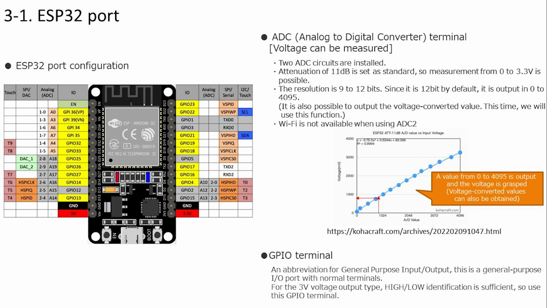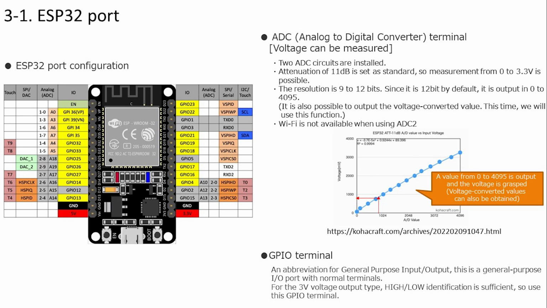Since 11 decibels is about 3.5 times, it becomes such a relationship. Attenuator settings are programmable. The standard resolution is 12 bits, from 0 to 4095, but if you change it to 10 bits, you can get from 0 to 1023. Since there is no particular need to change this time, we will use the default.